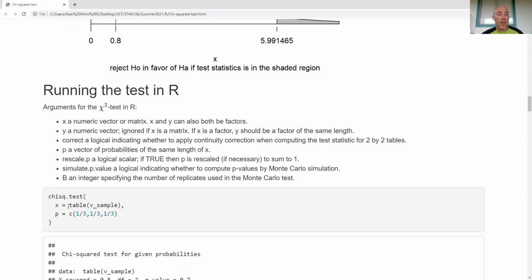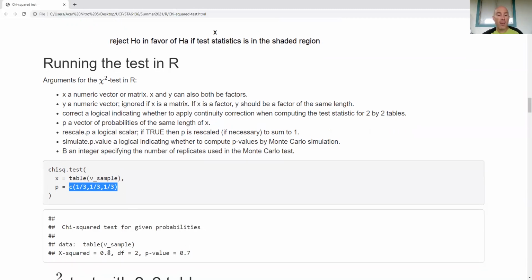So here I'm going to take the table of my data. That's my X. Here, P is the hypothesized probabilities. Now I run the test. And look and see, I see 0.8 as my test statistic once again. Degrees of freedom are 3 minus 1. All right, so I can see that I got the same result, whether I did it by hand or whether I did it with the chi-square test.